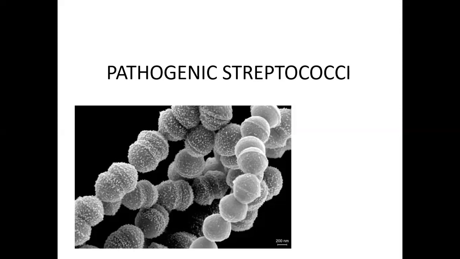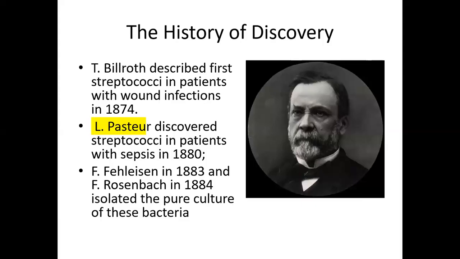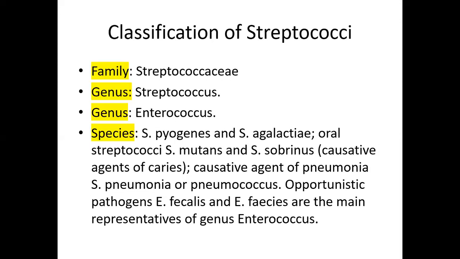Pathogenic streptococci. They are also very widespread, like staphylococci, and they can cause many types of human infection. Billroth was the first who described streptococci in patients with wound infection. They belong to the family Streptococcaceae, genus Streptococcus, and there is also the genus Enterococcus. The Streptococcus genus has a few species, and the main ones are Streptococcus pyogenes, Streptococcus agalactiae, and Streptococcus pneumoniae. Opportunistic pathogenic Enterococcus faecalis and Enterococcus faecium are the main representatives of the genus Enterococcus.